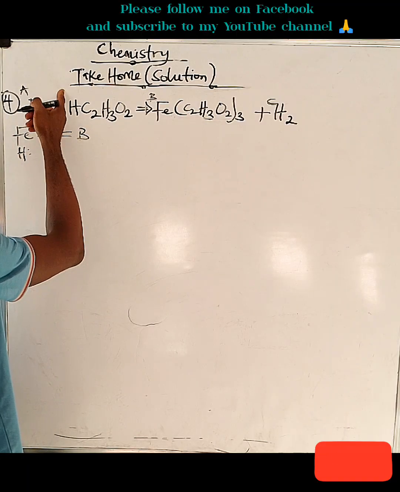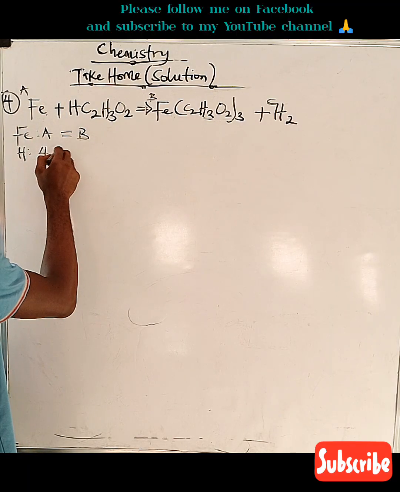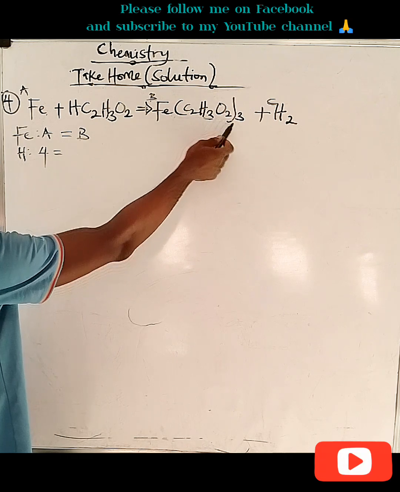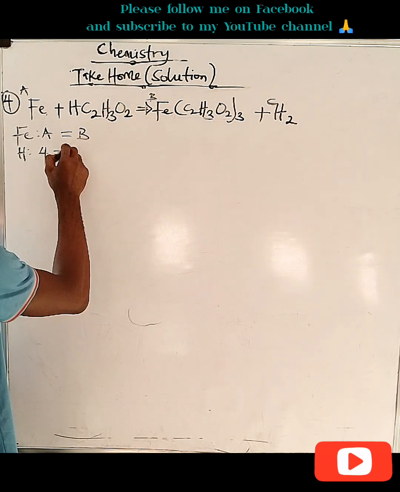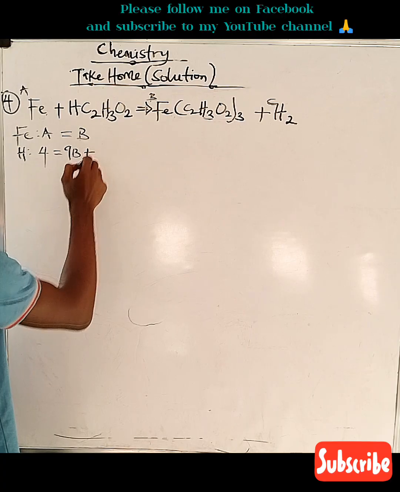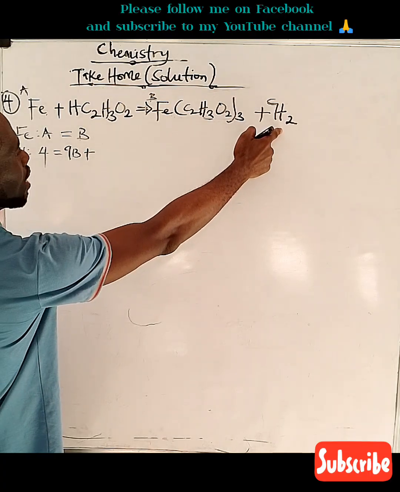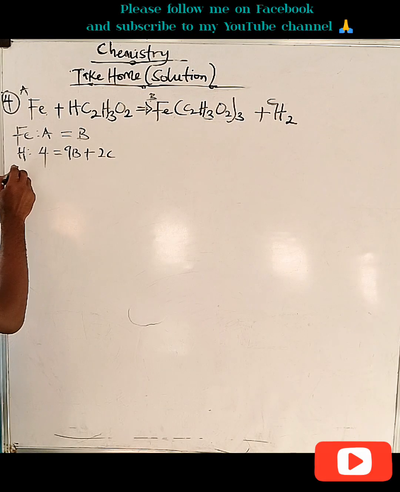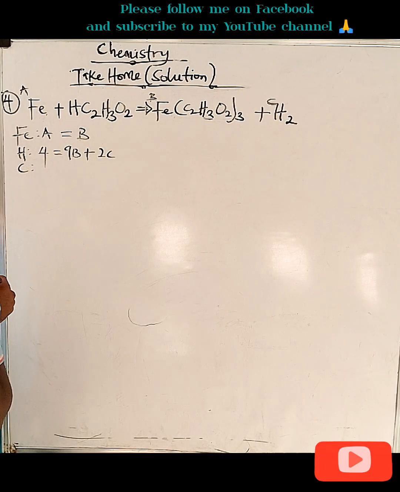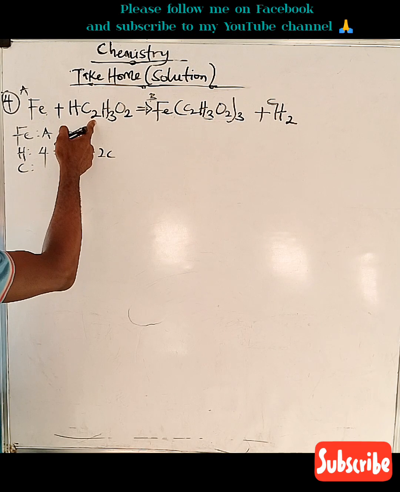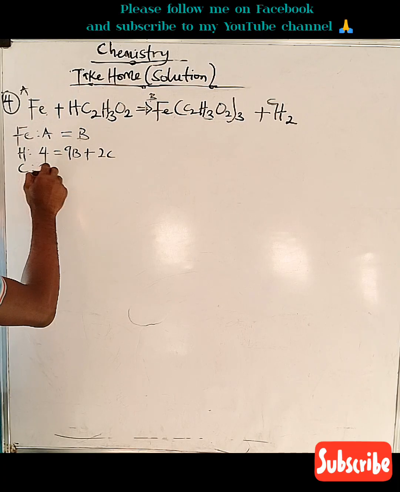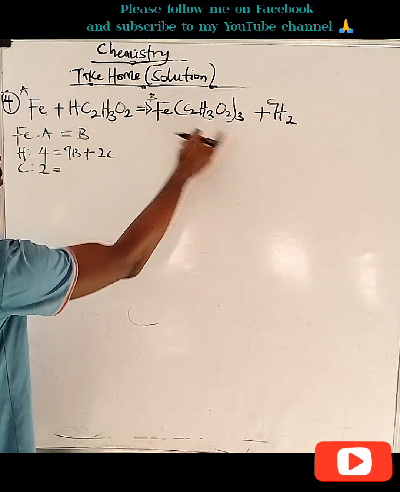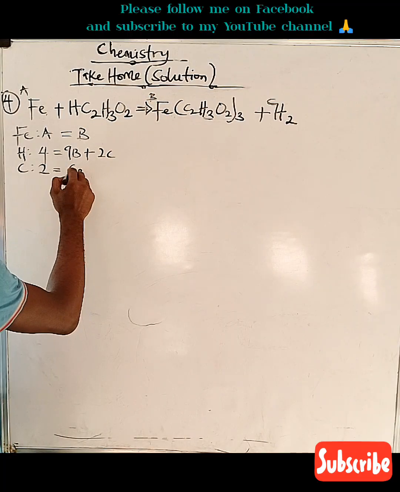There's no coefficient attached, so hydrogen is 4 equals, how many atoms of hydrogen do we have on the product? We have 9 atoms of hydrogen, 9 times B is 9B, plus here we have 2 atoms of hydrogen, which is 2C. We're done with the hydrogen. Then the carbon, which is the next element. We have 2 atoms of carbon here. There's no coefficient, so 2 equals, then carbon here, we have 6 atoms of carbon, 6 times B is 6B.